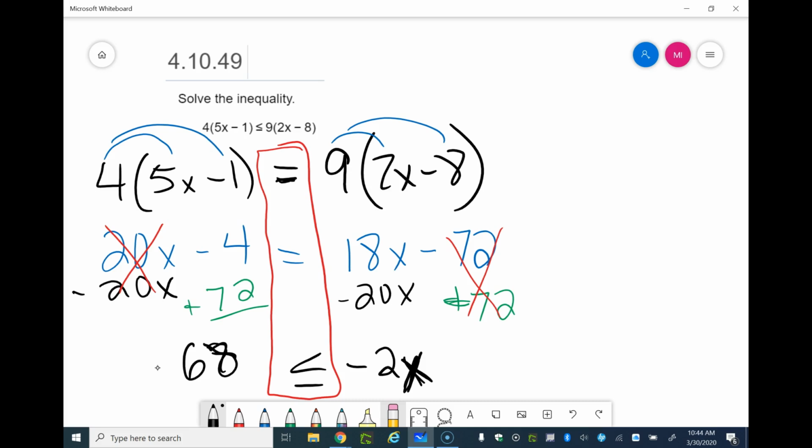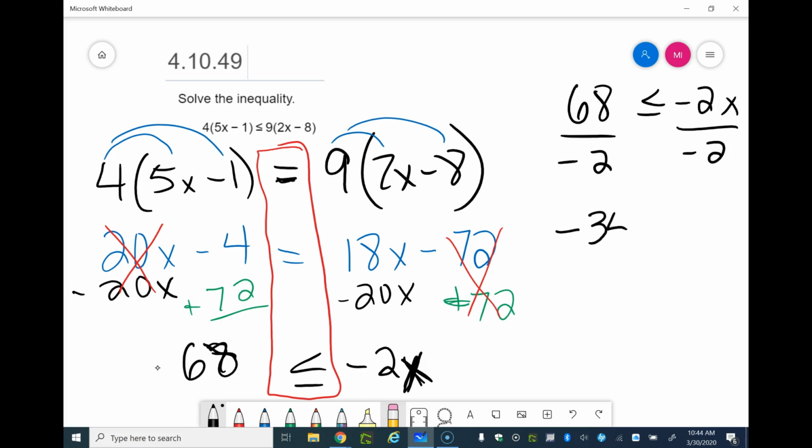So let me explain it. 68. So this side I'm going to divide by negative 2. So this gives us negative 34. And because I divided by a negative number, this inequality gets flipped. So now it was less than, that was over here, it would be greater than. And then I have x over here.